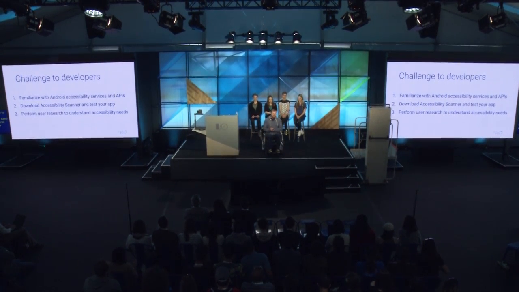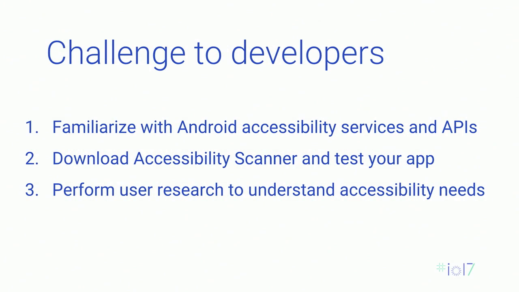So, I hope everyone's inspired to go home, look at your own products, look at your own apps, think about accessibility, the benefit that it can have on these users. Along those lines, I have a few challenges to the developers in the audience. So the first one is familiarize yourself with accessibility services and these APIs that were mentioned. So when you go home, turn on TalkBack, turn on Switch Access, put yourself in the shoes of these users and run through your app, see what things you uncover.